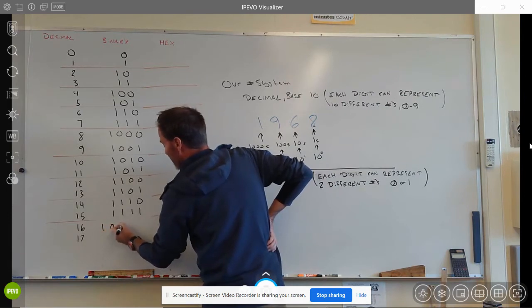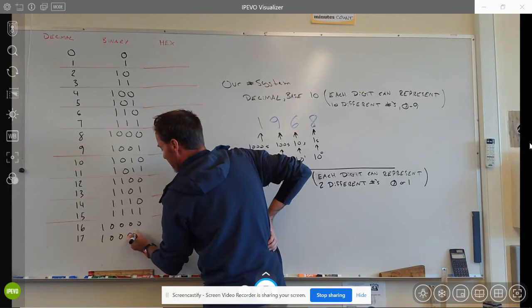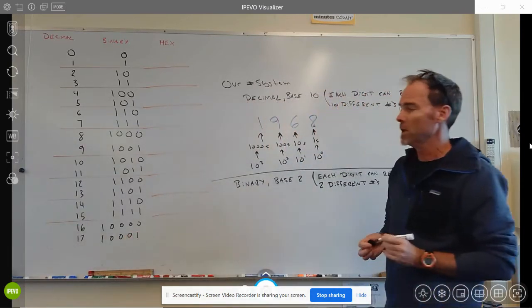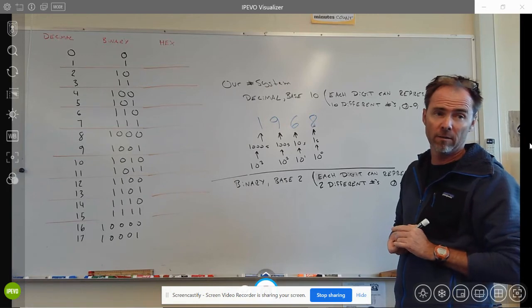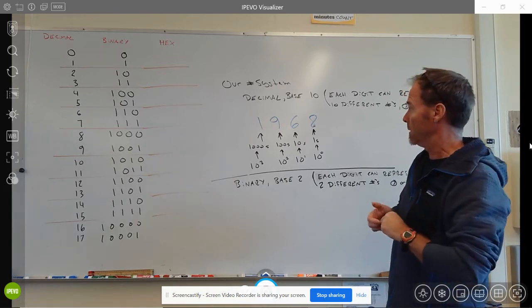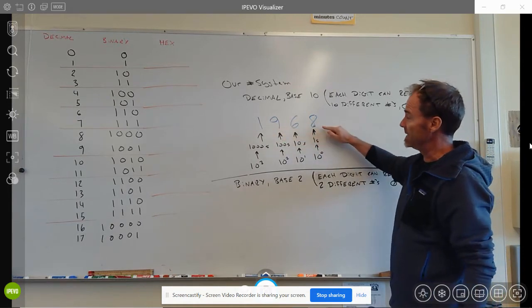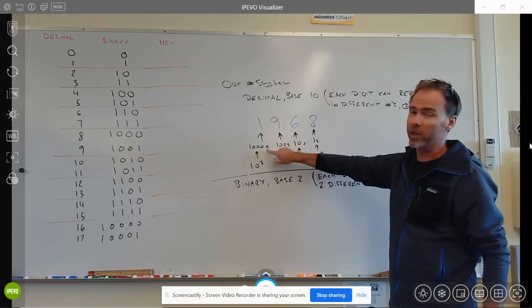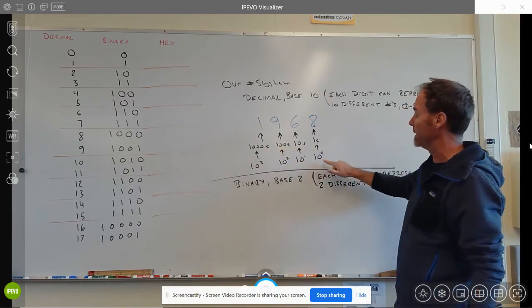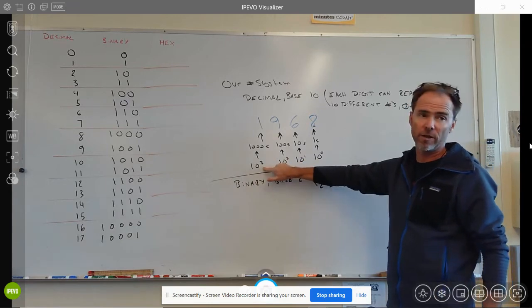1, 0, 0, 0, 0 is 16, 1, 0, 0, 0, 1 is 17. Bam. So there we have it. That's how we count in binary. So check it out. Just like in base 10, where 1968 was ones, tens, 100s, 1000s, or really 10 to the 0, 10 to the 1, 10 to the second, 10 to the third.